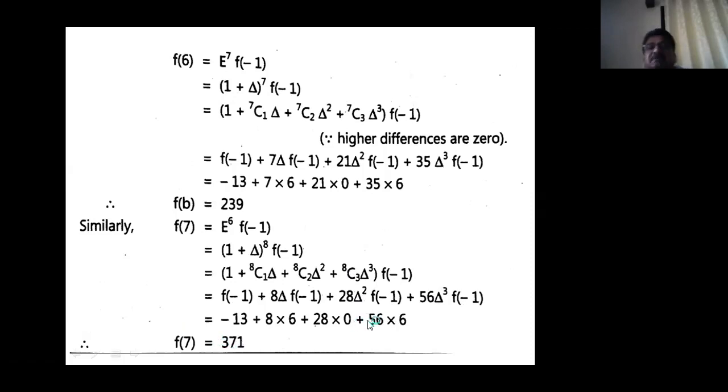So these are some problems on the forward difference operator, backward difference operator, and the shift operator. The remaining problems we will see in the next lecture. Also, the same type of problems on the forward difference, backward difference, and shift operator we will see in the next lecture.